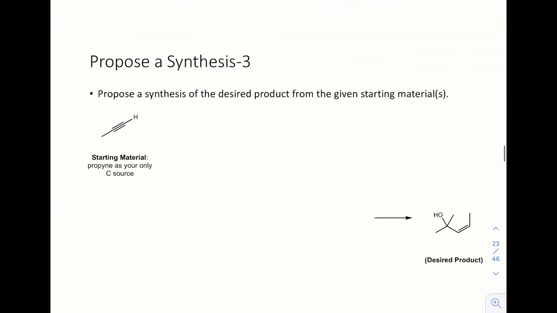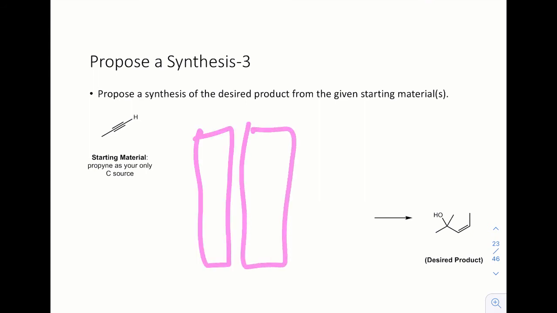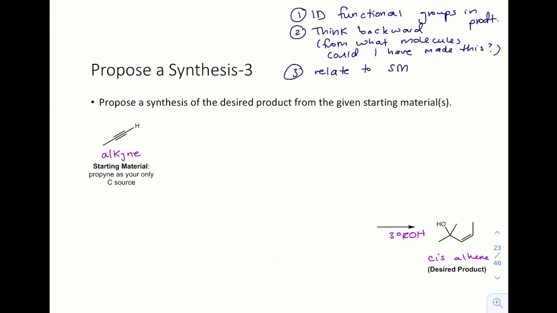Time to practice. Propose a synthesis of the desired product from the given starting materials. Set a timer for 5 minutes and give it a shot. Identifying the functional groups in the product, we notice a cis alkene and a tertiary alcohol. Cis alkenes can be made from Wittig reactions. And now we also know that hydrogenation of alkynes can generate cis alkenes as well.